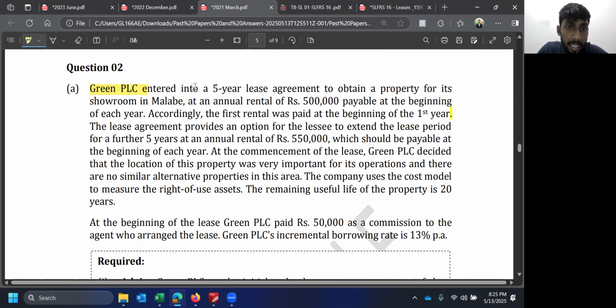Green PLC entered into a 5-year lease agreement to obtain a property for its showroom in Malabe at an annual rental of 500,000 payable at the beginning of each year. Accordingly, the first rental was paid at the beginning of the first year. The lease agreement provides an option for the lessee to extend the lease period for a further 5 years at an annual rental of 550,000, which should be payable at the beginning of each year.